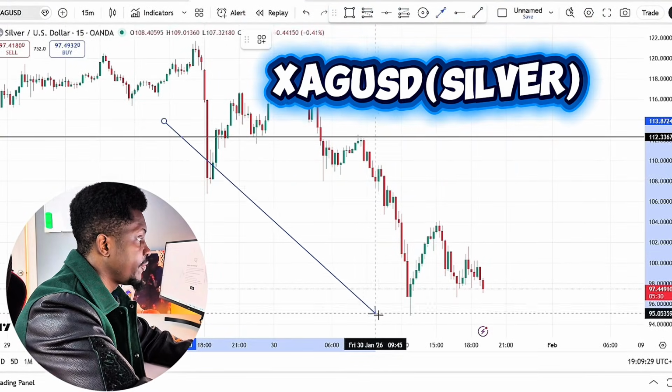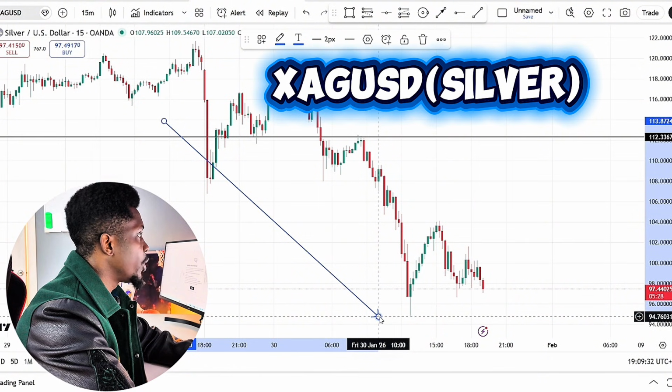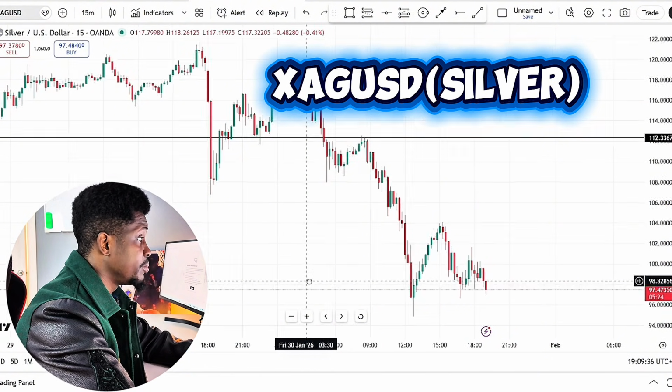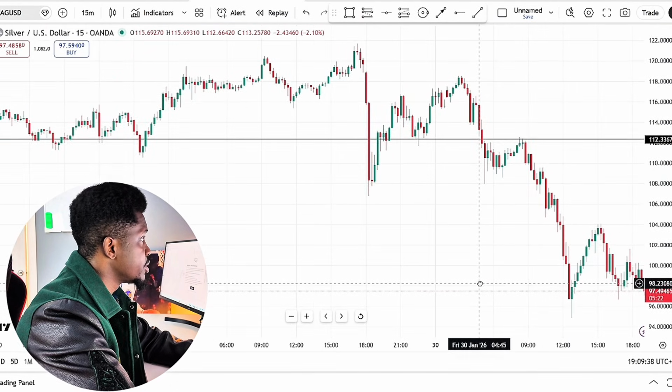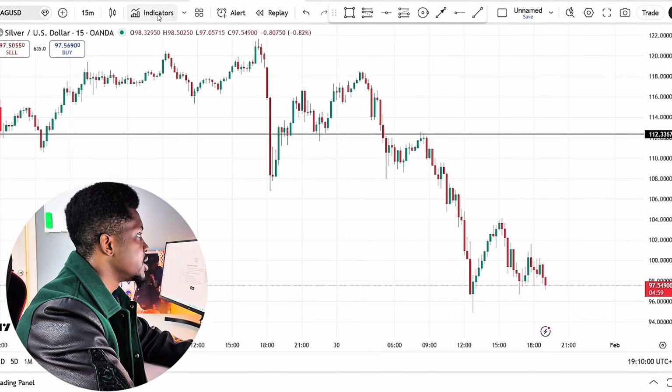Okay, now first thing first, we can just see our trend. Now we're using this trend on our 15 minutes time frame, and we can see on our 15 minutes time frame this chart is dropping down, right? Good. Now let's quickly place in our indicators.